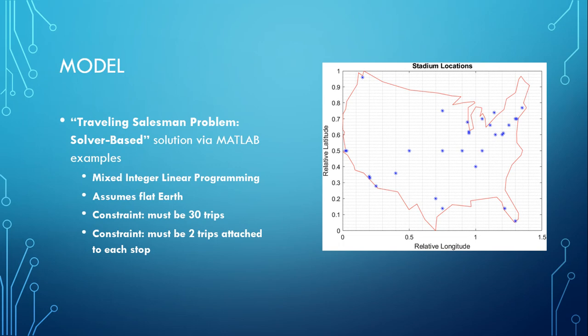There are two quality constraints that are enforced on the solution. One is that there must be an equal number of trips per the stops, and each stop must be attached to 2 trips. So at each stop there's an incoming and departing trip.